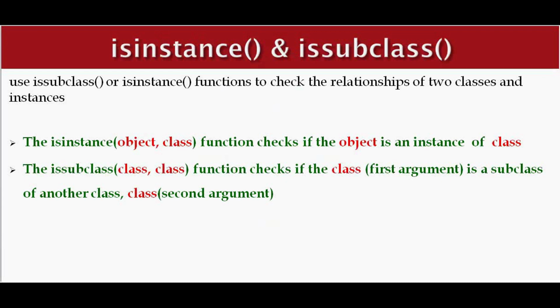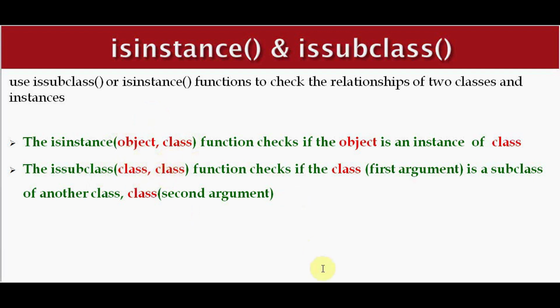And in Python we have 2 special functions to check the relationship between 2 classes as well as to check the relationship between an instance and a class. That is isinstance function and issubclass function. So this isinstance takes 2 arguments, object and class. This function checks if the object is an instance of the class. And issubclass function also takes 2 arguments, both are classes, and it checks if the first argument class is a subclass of the second argument class.